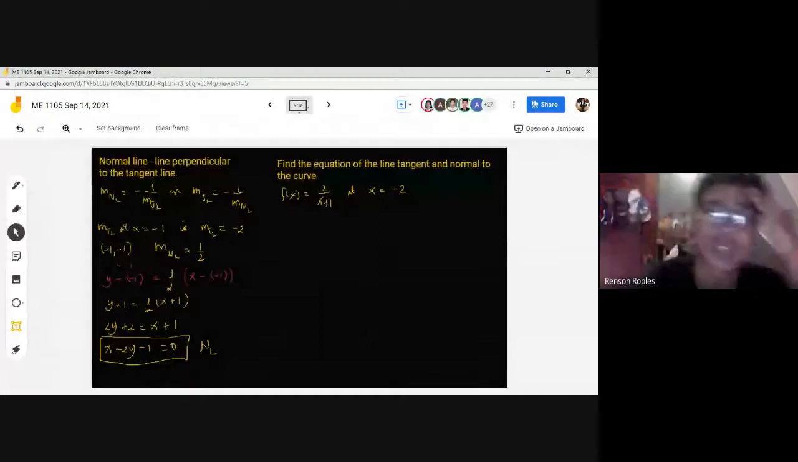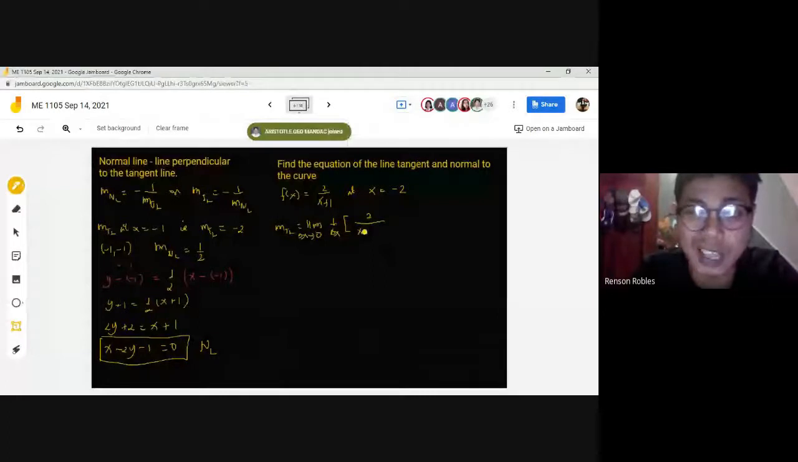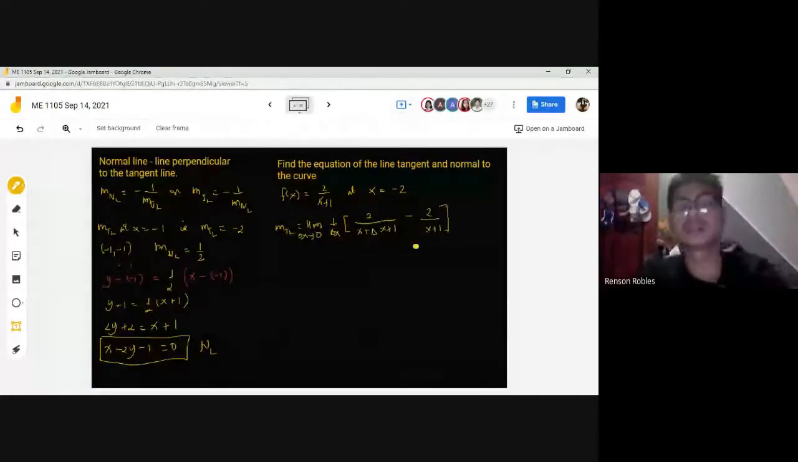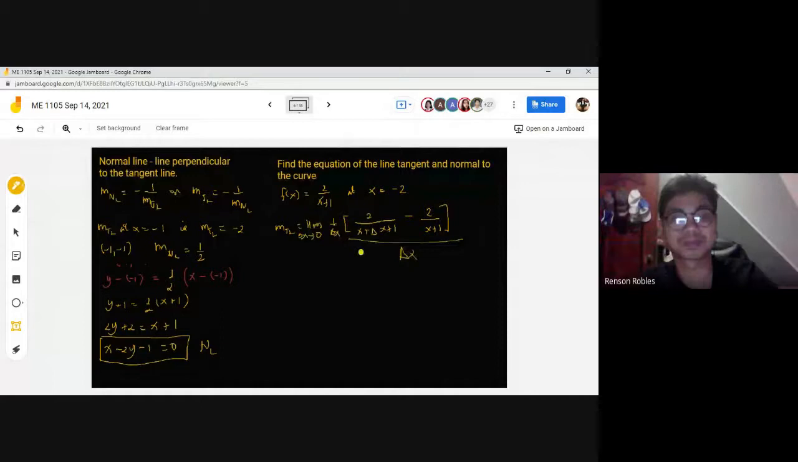Okay? We first look for the slope of the tangent line, MTL. Limit as delta x approaches 0. Now, if this is a fraction over delta x, you can just write it in front. 1 over delta x times 2 all over, okay? So you have x, you replace it by x plus delta x, then plus 1. Minus the function itself, 2 over x plus 1. Sir, nasan po yung over delta x? It's there, in front. 1 over delta x. Okay?